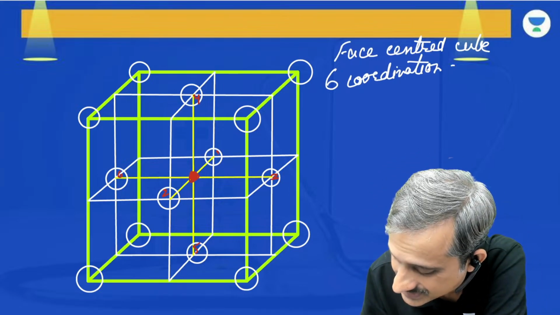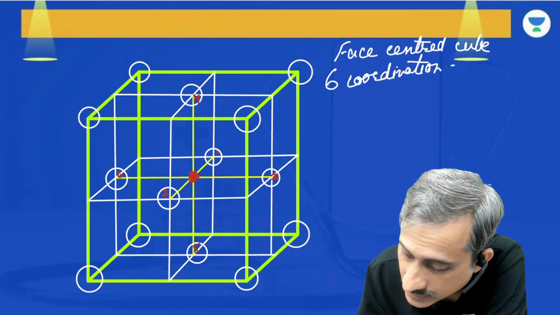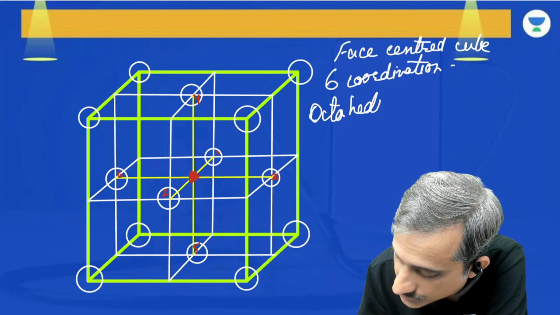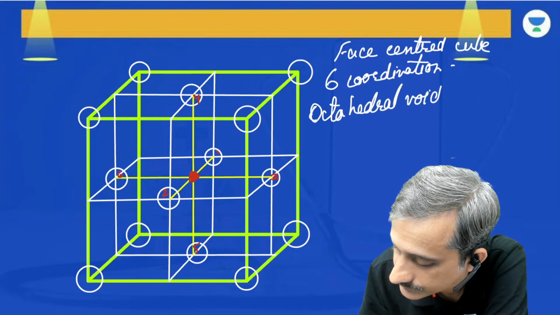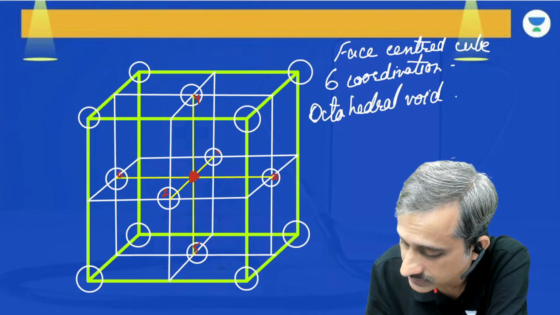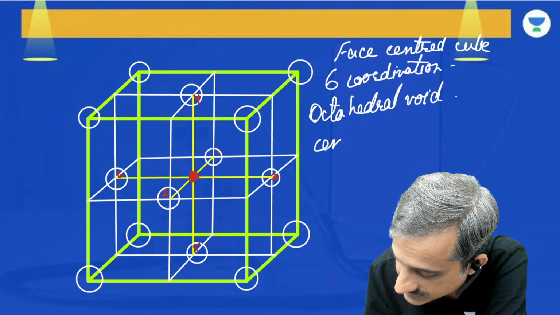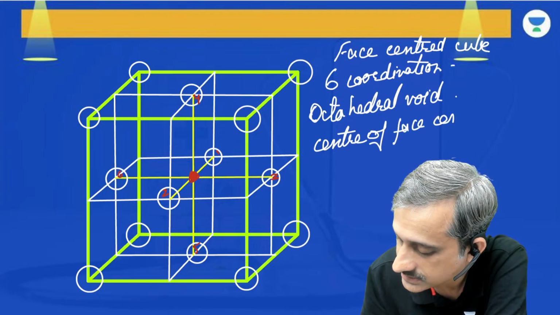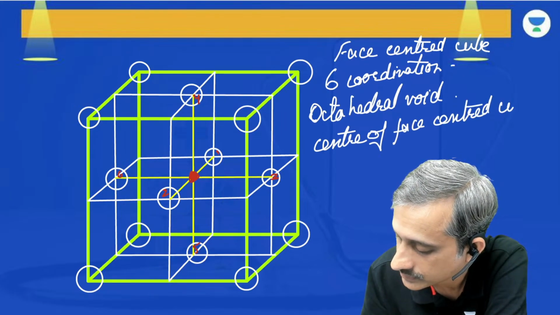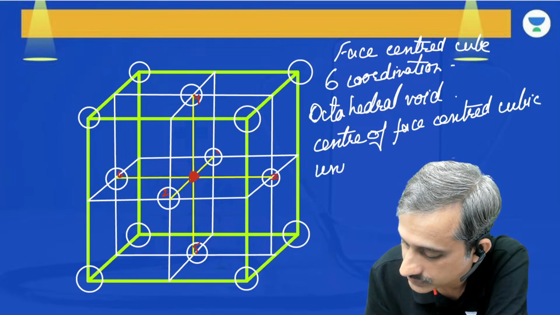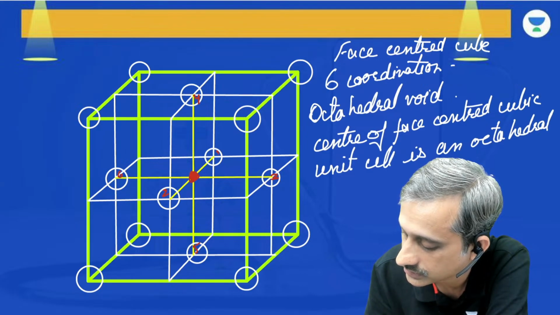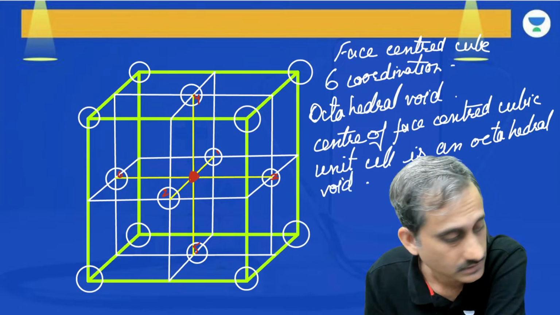So this is an octahedral void. So what we can understand is the center of a face-centered cubic unit cell is an octahedral void. Can you understand that?